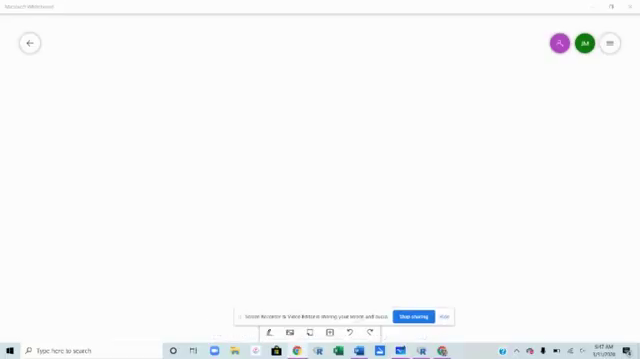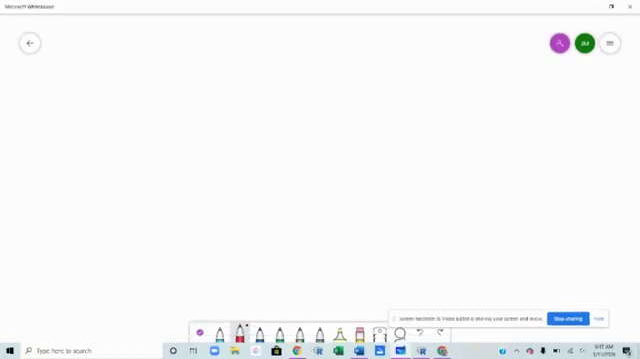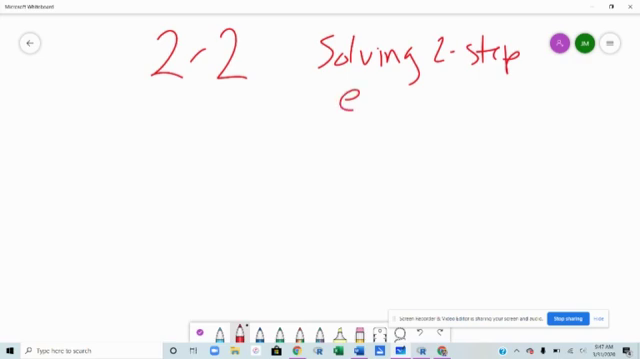All right, we are going to review from 2.2, which is solving two-step equations. So you just did one step, possibly yesterday, depending on when you're doing this compared to your last lesson. One step, you only did one step to get your answer. Two-step means you're going to do two steps to get your answer.